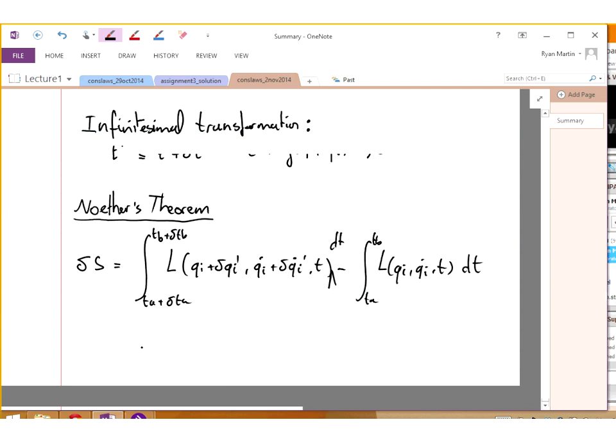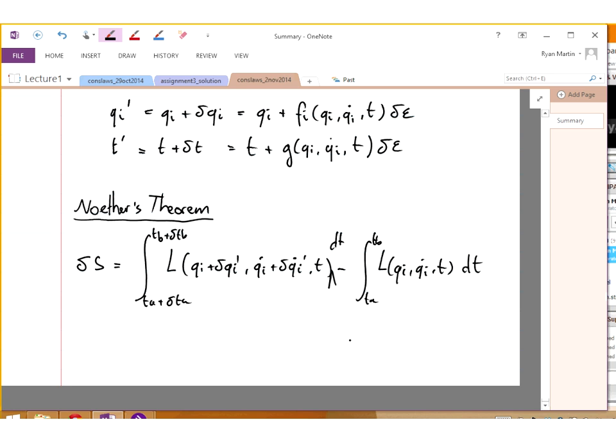So if delta S equals 0, then there exists a quantity Q that is constant. The E that's facing backwards means there exists. And the goal of this lecture is to prove this and to figure out what that quantity Q is that's conserved.